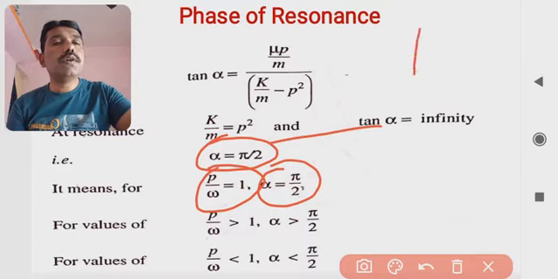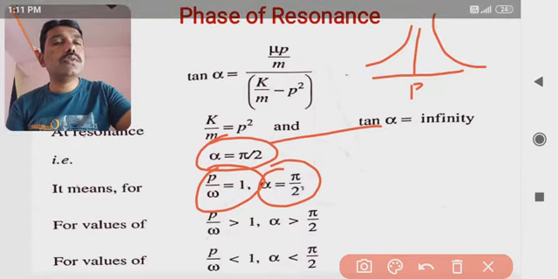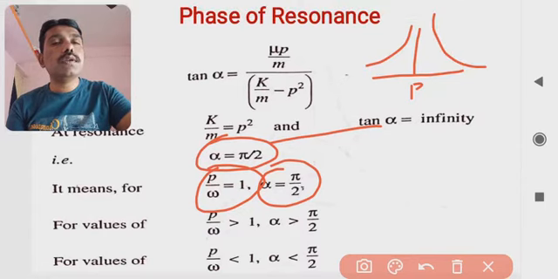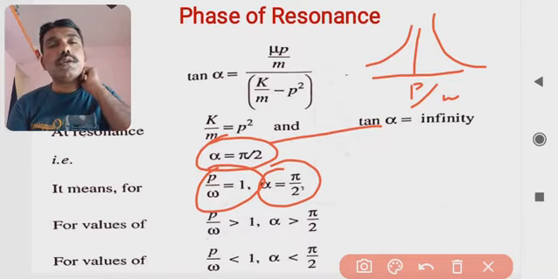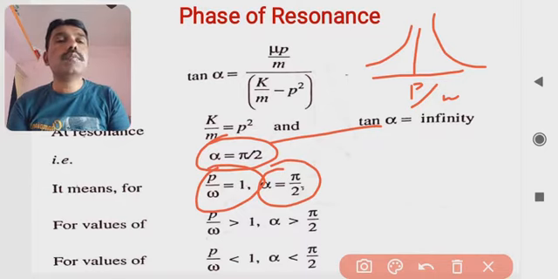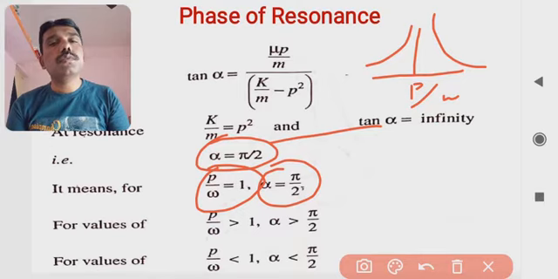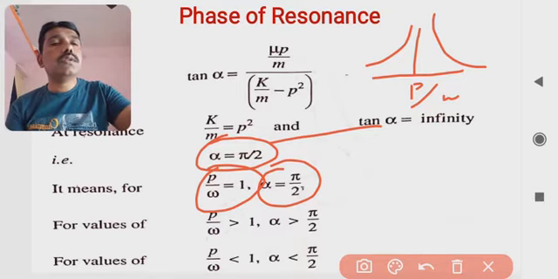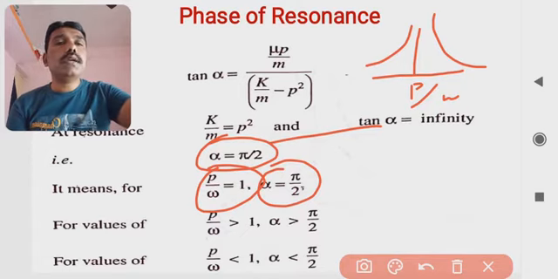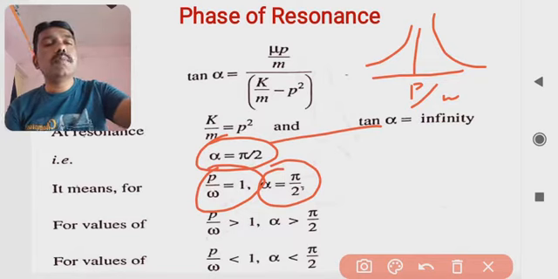And in that graph we have seen p by omega is 1 at this stage, where it shows the maximum value for the resonance. This is the case where p by omega is equal to 1. In the previous session's graph of the sharpness of resonance, we saw p by omega versus response and resonance. Here it is the case where the phase is concerned at the resonance point, where p by omega becomes 1.